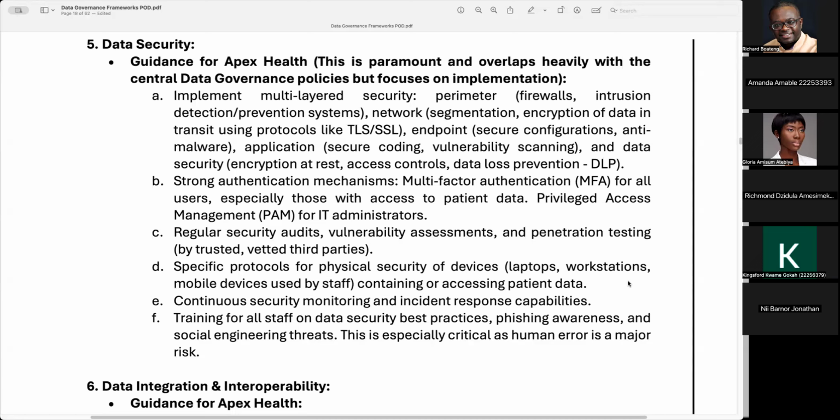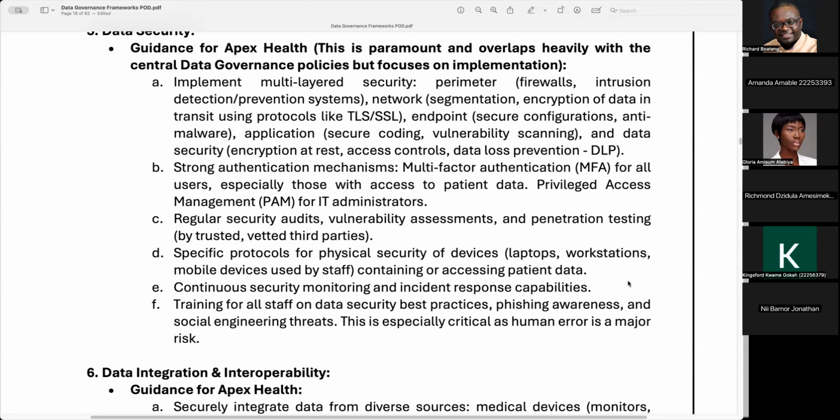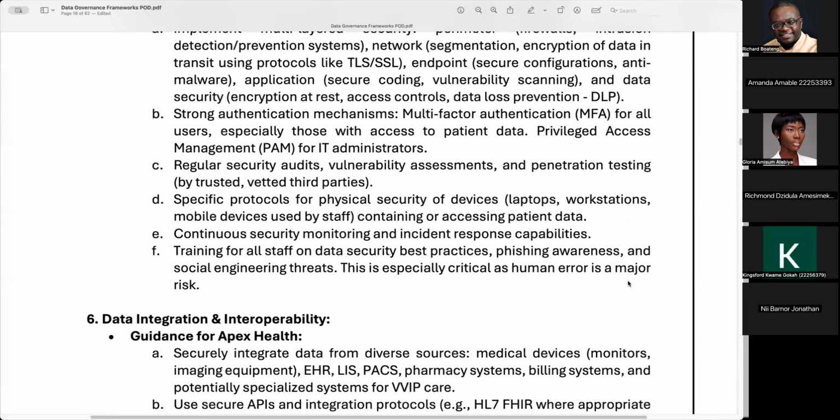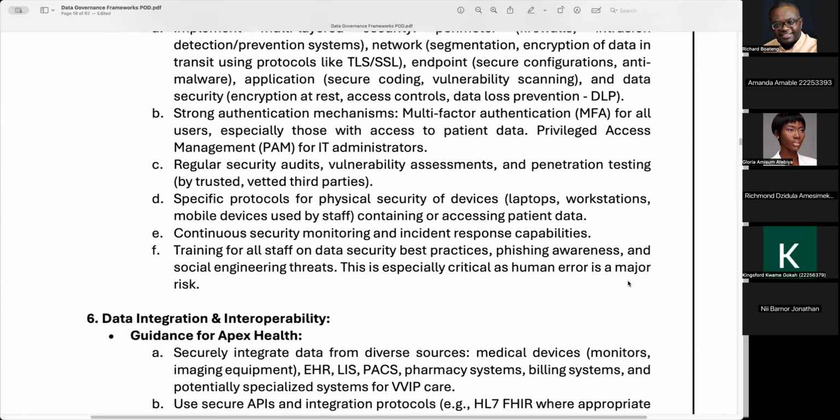Regular independent security audits, vulnerability assessments, and penetration testing by highly vetted and trusted third parties are non-negotiable. Continuous monitoring for suspicious activity, using SIEM tools, for instance, and mandatory recurring staff training on security best practices, including being acutely aware of sophisticated phishing and social engineering attempts, specifically targeting personnel who might have access to sensitive VVIP data, are absolutely crucial components.